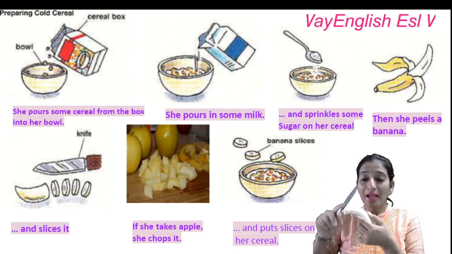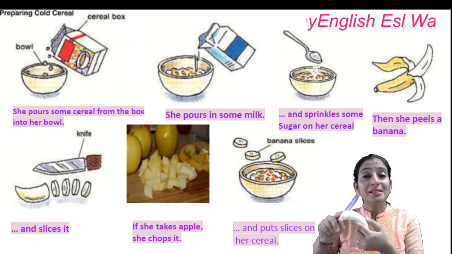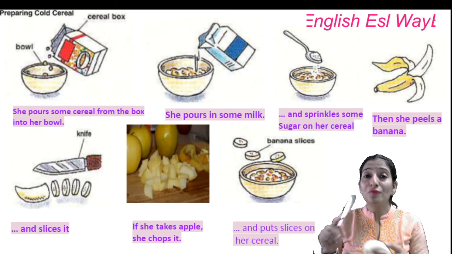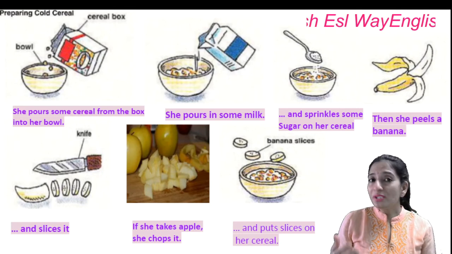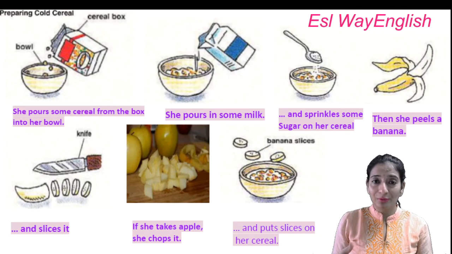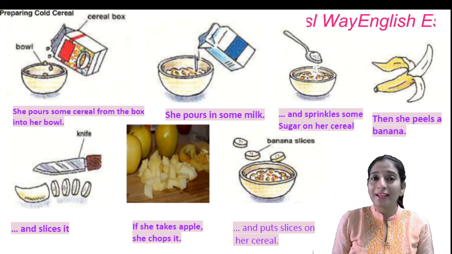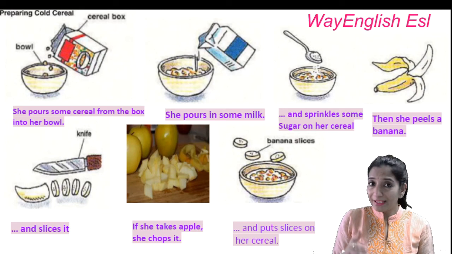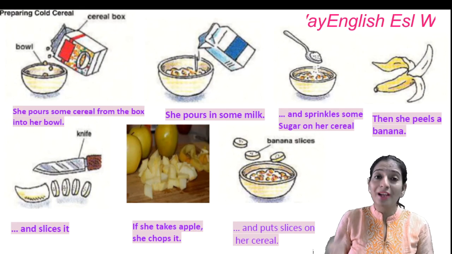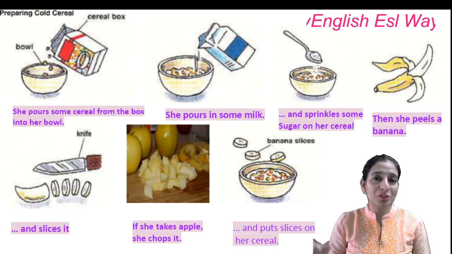Then what do I do? I slice it. Slice means to cut something into fine pieces. So if I don't have a banana to add on to my cereal, I take another fruit like an apple. So I do not slice the apple to add into my cereal. I just chop it and then put it into my cereal.